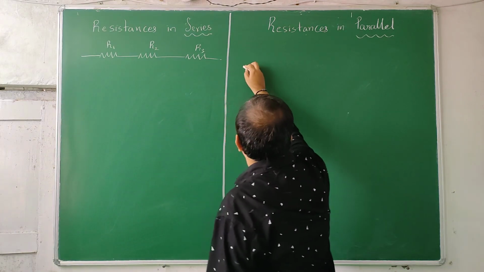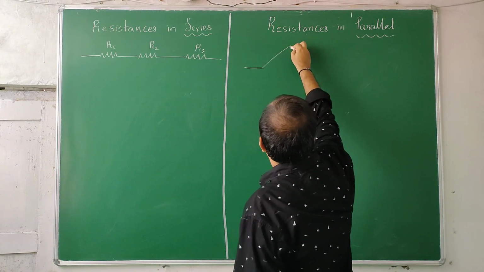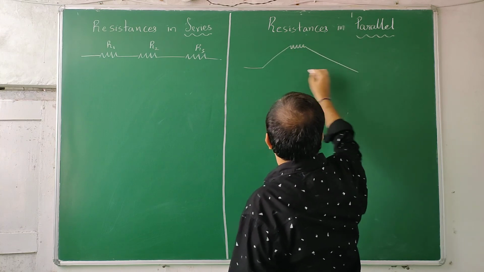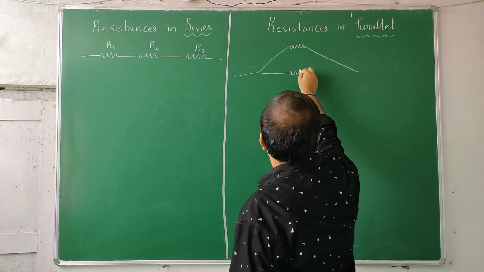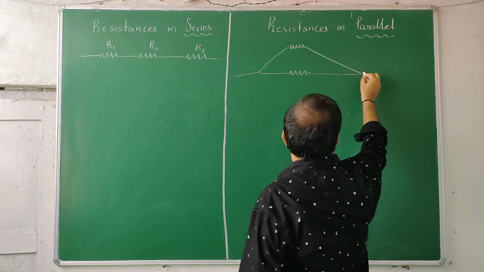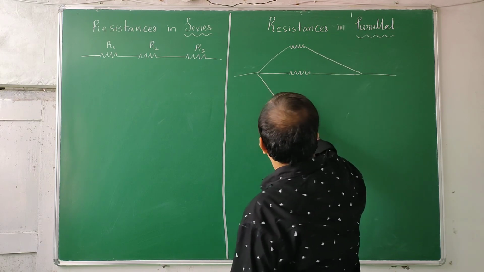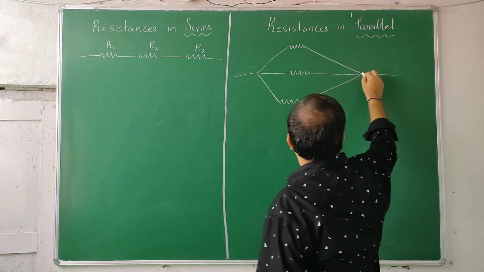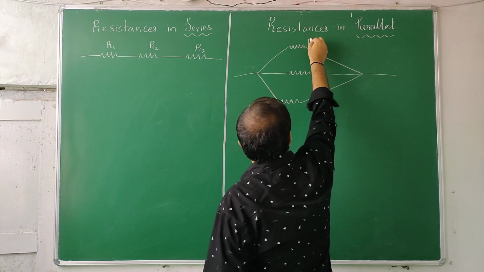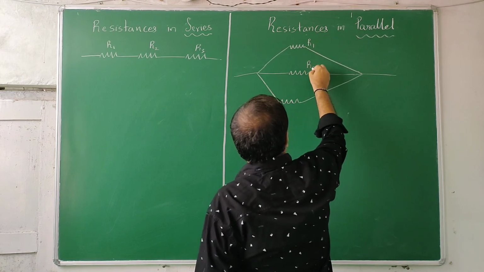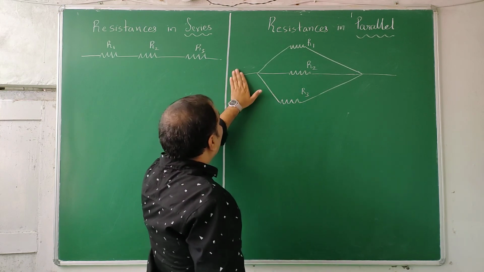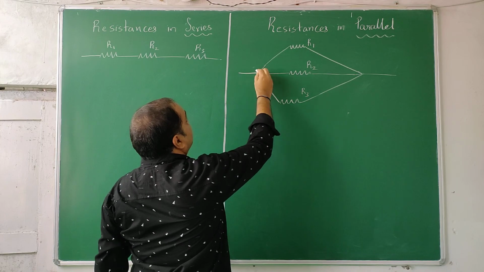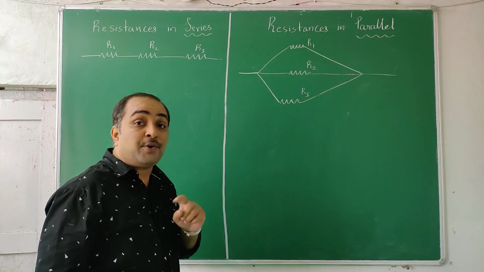Similarly, if we write one resistance here, one resistance here, and one resistance here, and name them as R1, R2, and R3, then how to define resistances in series and resistances in parallel? We have to define it.